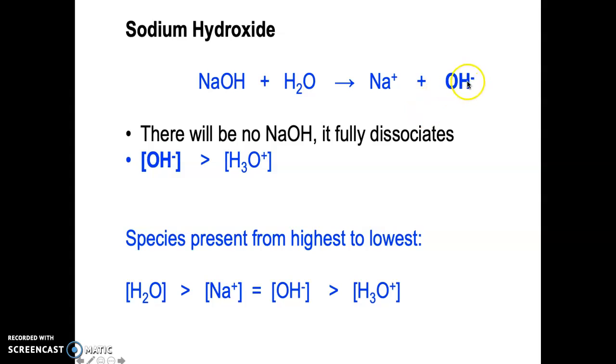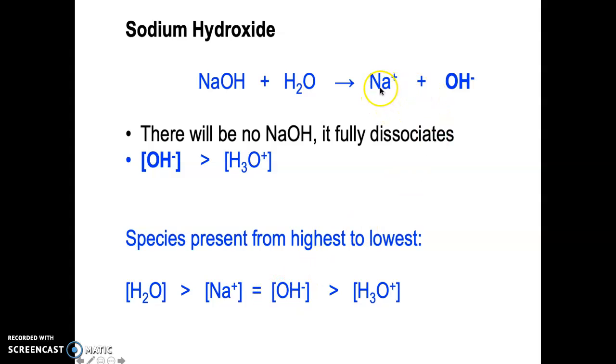The other thing to note is because you produce the hydroxide ions through this dissociation, their concentration is much higher than the hydroniums. So when you go to place the species from highest to lowest, your first species, as always, is water at 55.6 moles, followed by your sodium ions, which are equal to the concentration of your hydroxide ions. Now, you would not get penalized if you put your hydroxides first and then your sodiums.